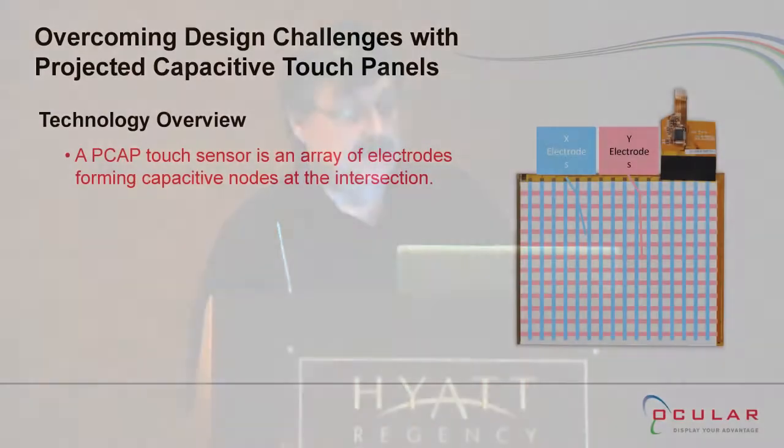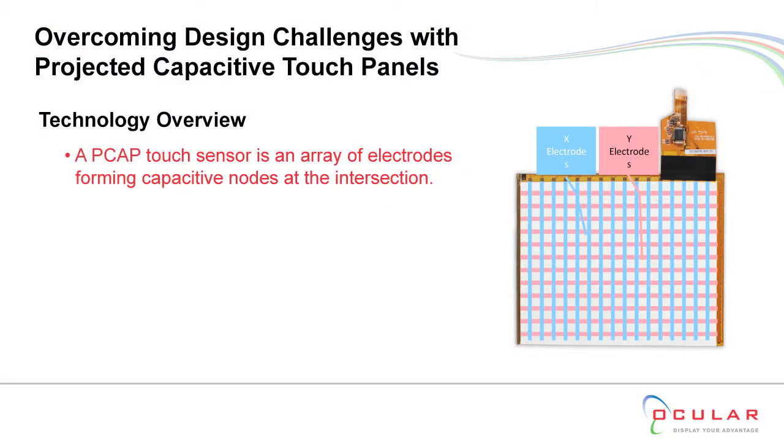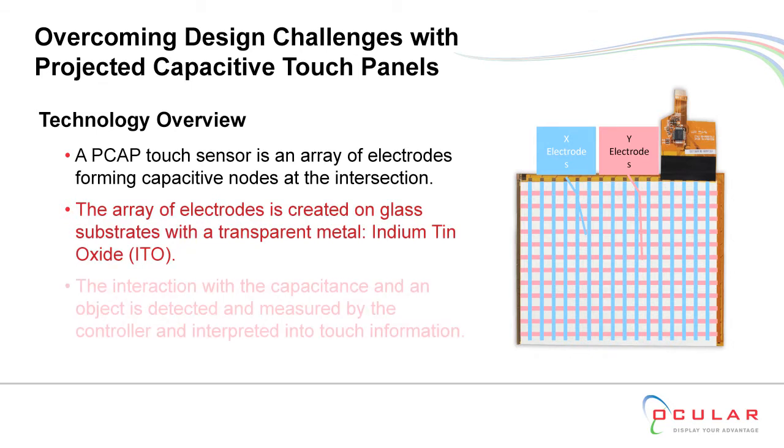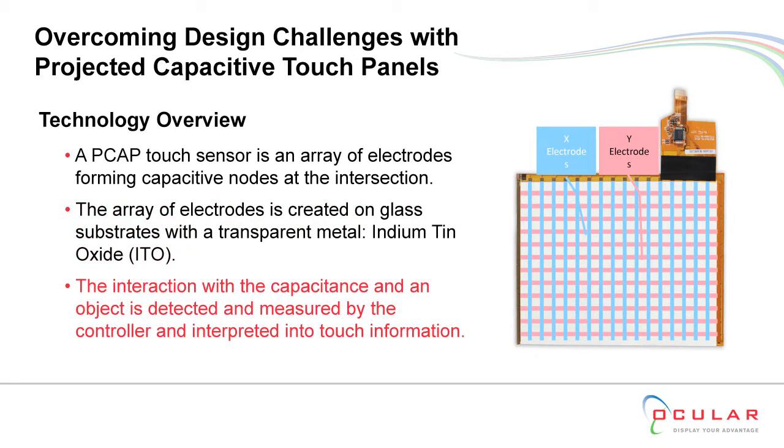A projective capacitive touch panel is an array of electrodes that have intersections. At those intersections, they form capacitive nodes, made from various materials, laid down on various substrates. The user interacts with those capacitive nodes, and the result is touch information being forwarded to a control device where it is then processed into whatever gesture or touch or reaction you were looking for at the time.